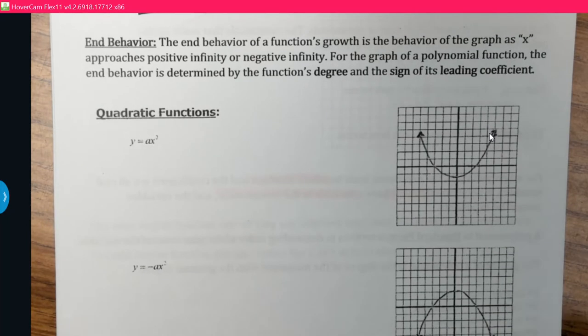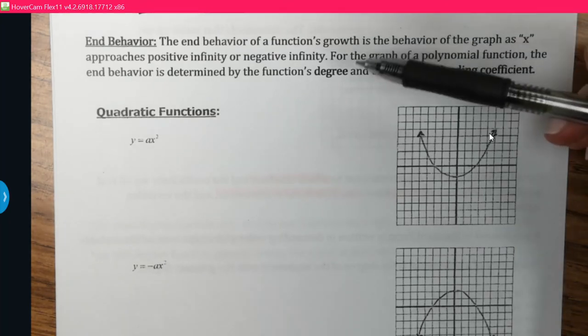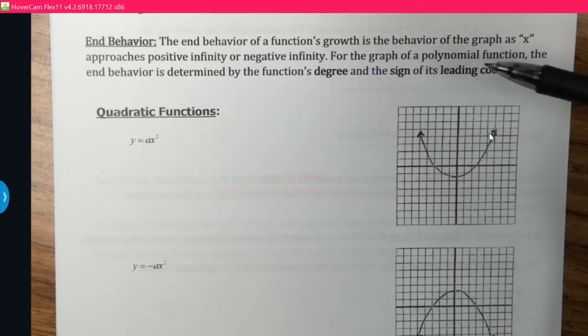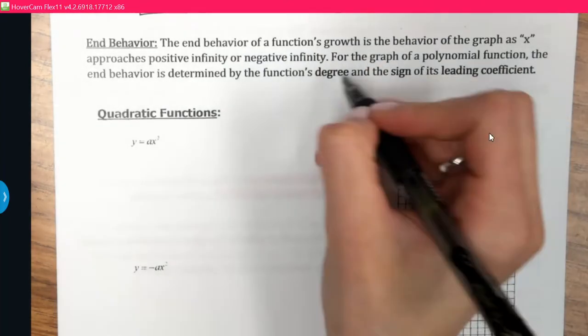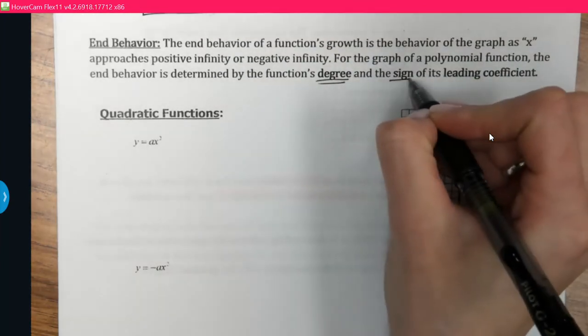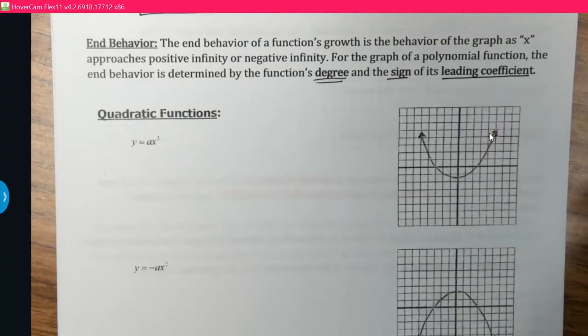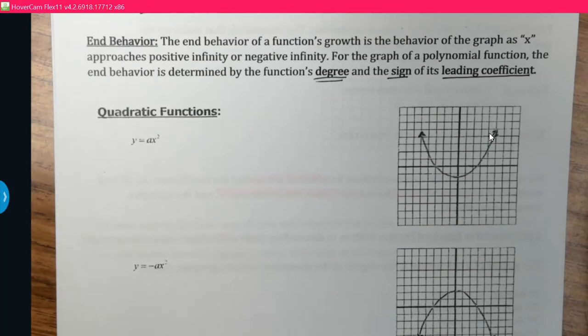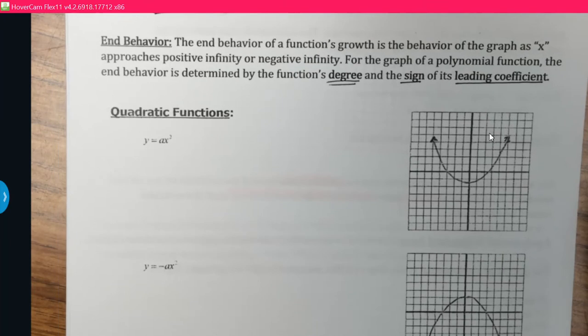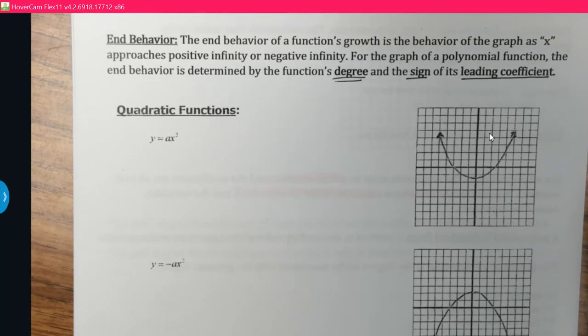Now, end behaviors. The end behavior of a function's growth is the behavior of the graph as x approaches positive infinity or negative infinity. For the graph of a polynomial function, the end behavior is determined by the function's degree and the sign of its leading coefficient. We kind of did that last unit when we did the quadratic inequalities, when we looked at the coefficient, and I told you all that it determined the right end behavior. So we're going to look at end behaviors now.